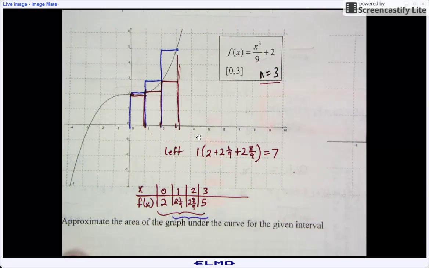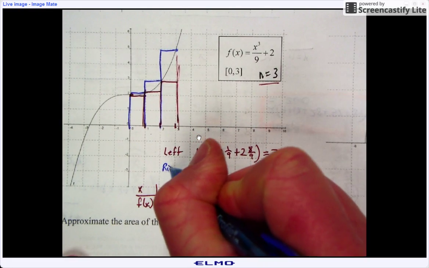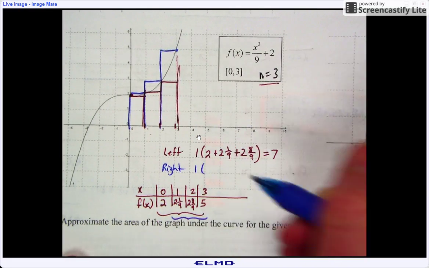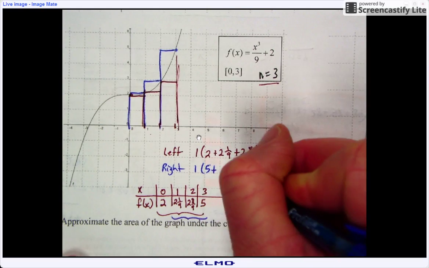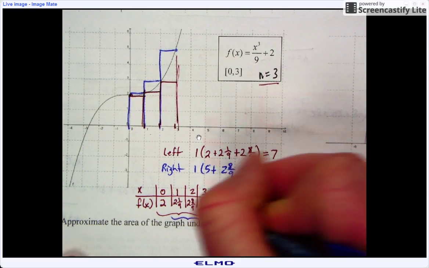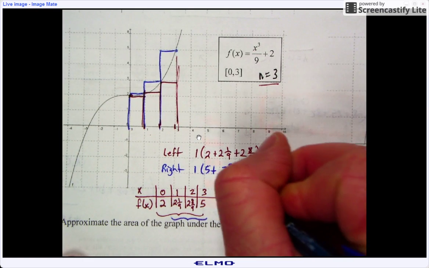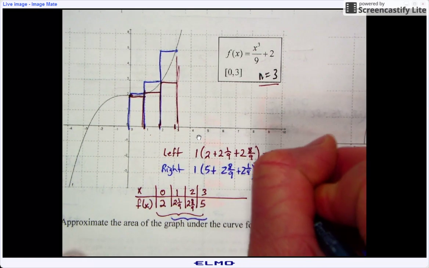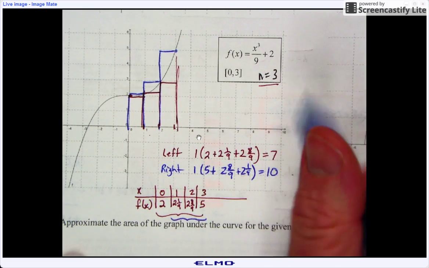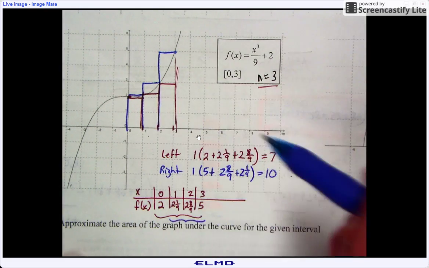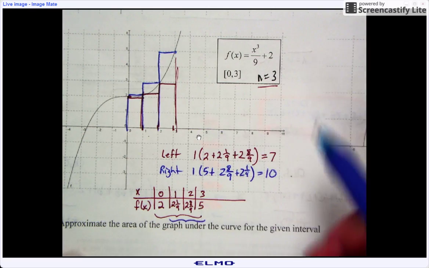And it's going to be an overestimate. The width is still the same. The heights, though, are 5, 2 and 8/9, and 2 and 1/9. So that's 5 plus 5 is 10. So comparing those two, that's what the difference is between those two. The average is not the exact value.